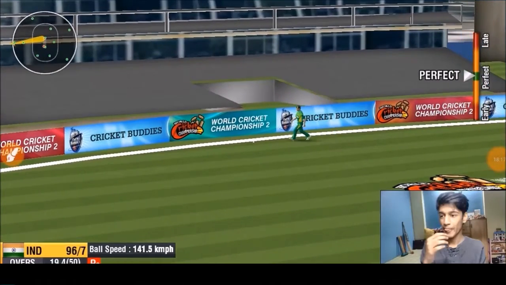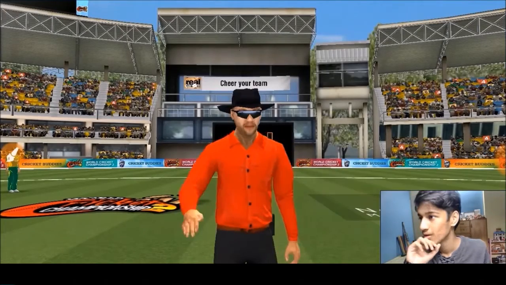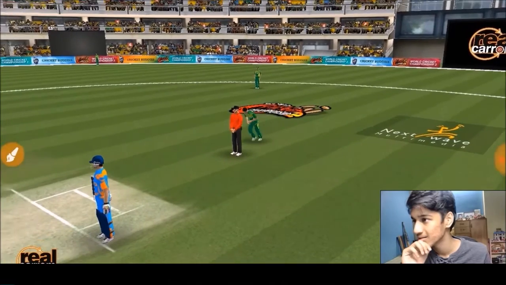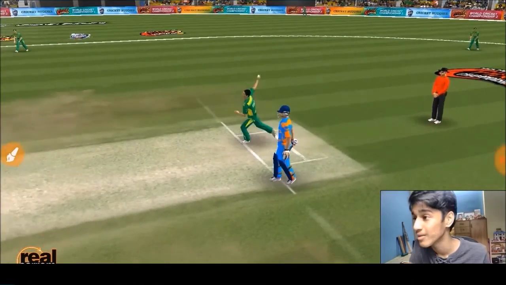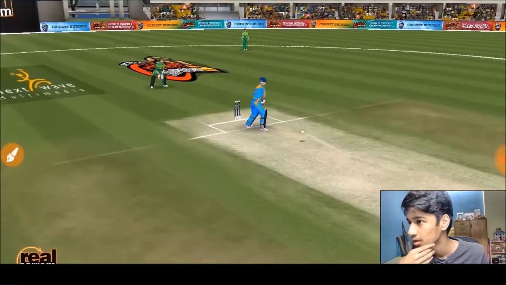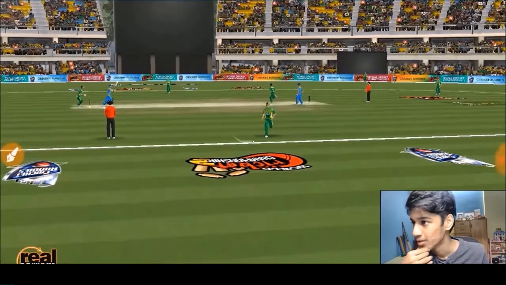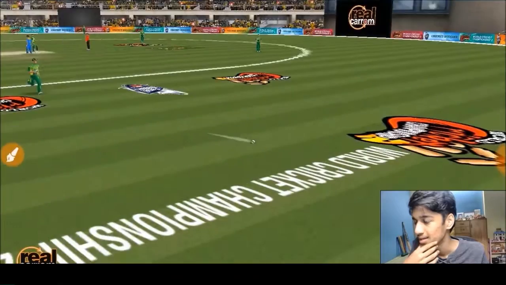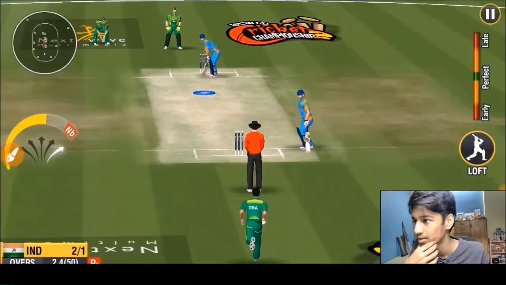That's it, guys. I found a boundary successfully. I've not taken any risk by playing a lofted shot. Instead, I've played the ball along the ground. And now you can see the ball is very, very close to the first fielder here. The ball is very, very close. Probably a foot away from the fielder. So that's it, guys. That's how the shot has been executed.